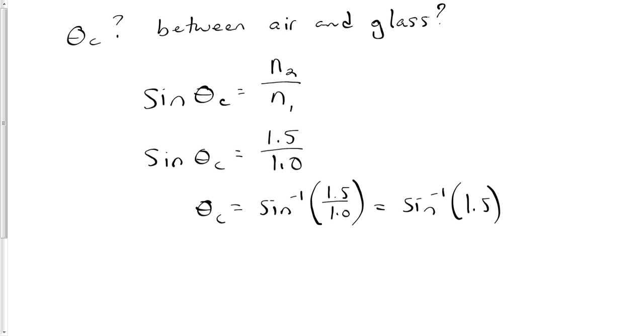Anybody know inverse sine of 1.5? It does not exist. Very good, geometry people. Sine is restricted between -1 and 1. So there's no such thing as a critical angle between air and glass. That's because we started in air and we went into glass.